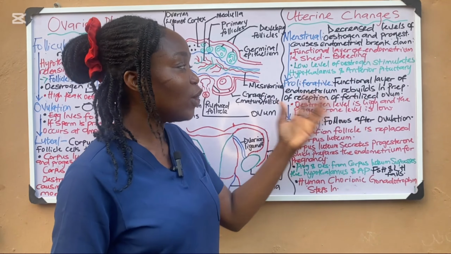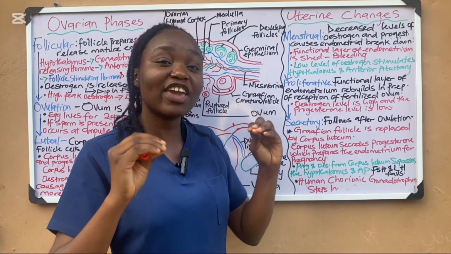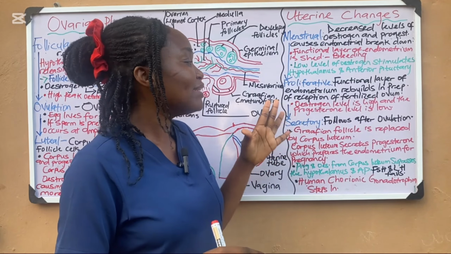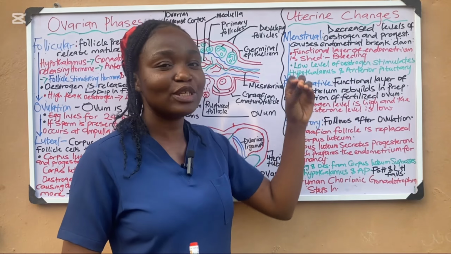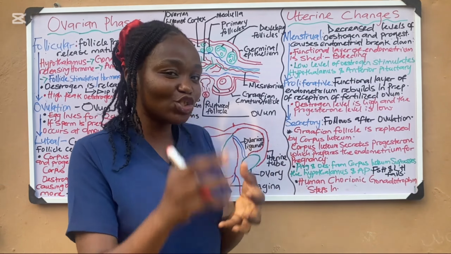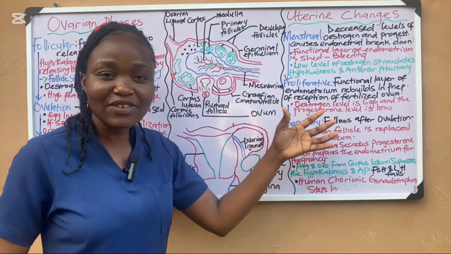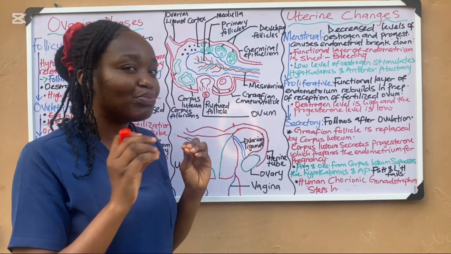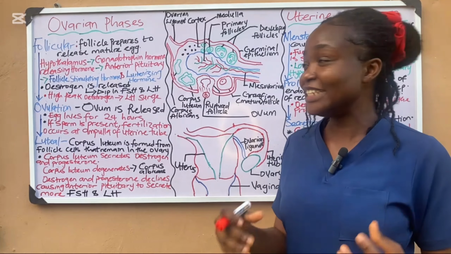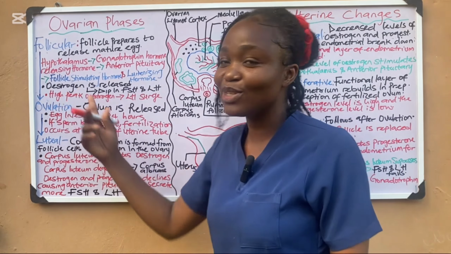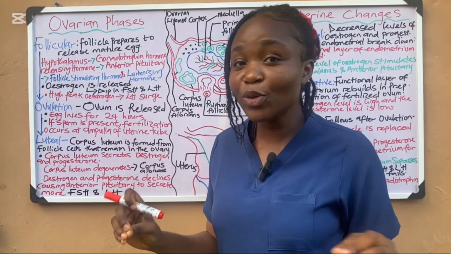The functional layer of the endometrium will rebuild in preparation for reception of a fertilized ovum. So at this point in time, the estrogen level is high and the progesterone level is low. Remember that we need the estrogen to build up the endometrium. So the proliferative phase is practically the building up phase. Now we're going to be looking at the ovulation stage in the ovarian phase, and that leads us to the ovulation phase. The ovulation phase is simply when the ovum is released.